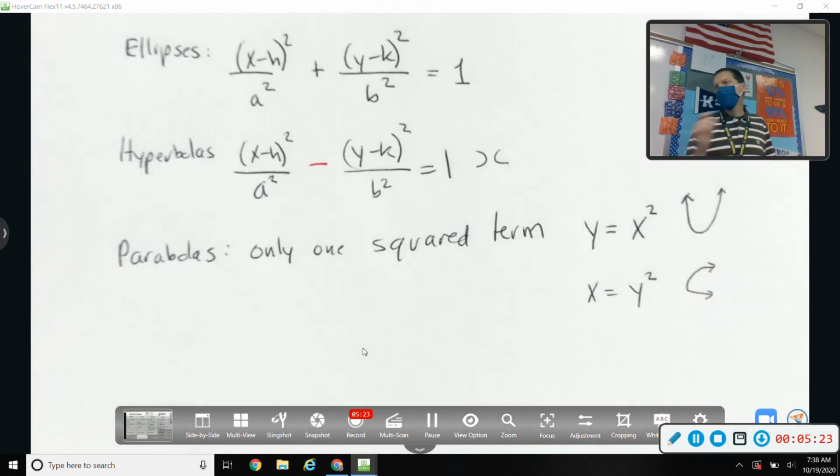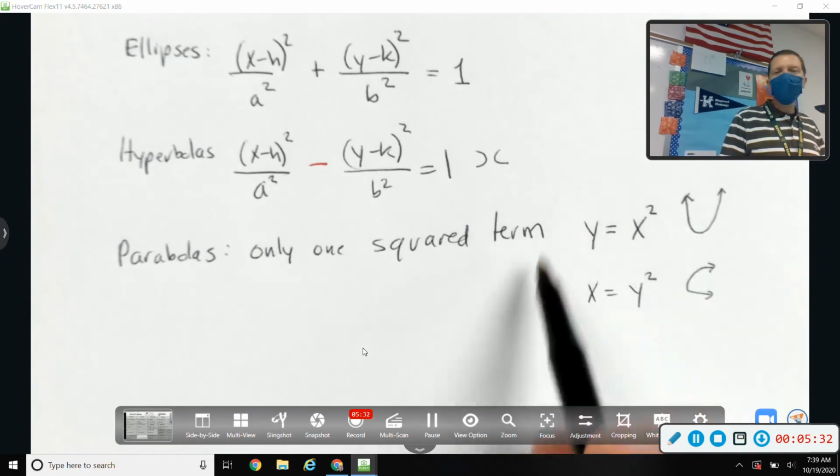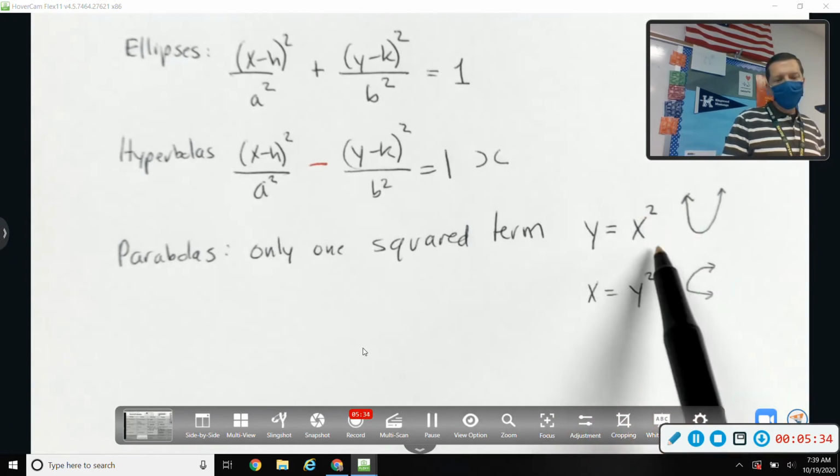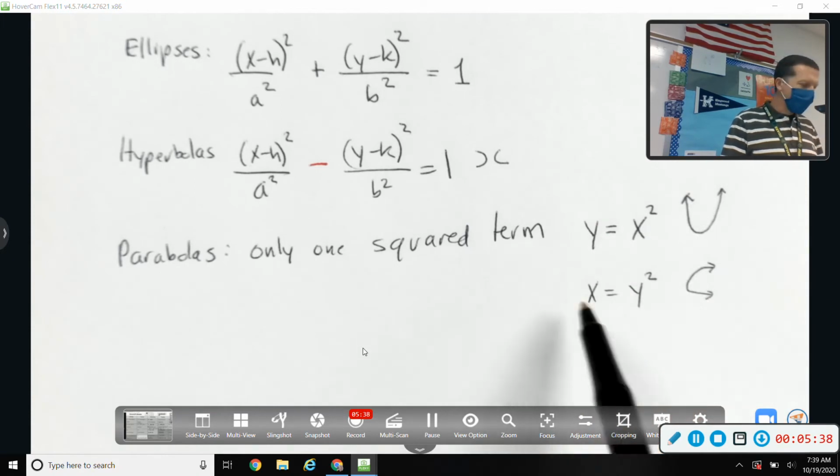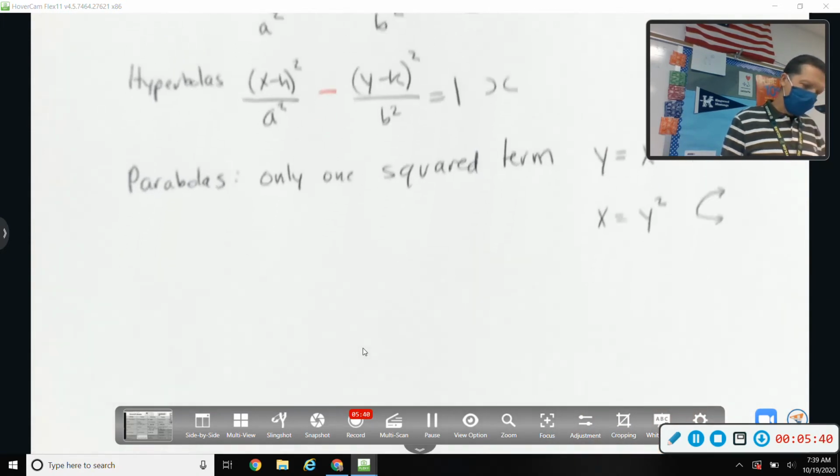And obviously we're going to move these around and make them wider and narrower and flip them and do all sorts of stuff with them. But this is the important thing to know. If it's the one you're familiar with, it's up and down. If it's a new one, it's sideways.